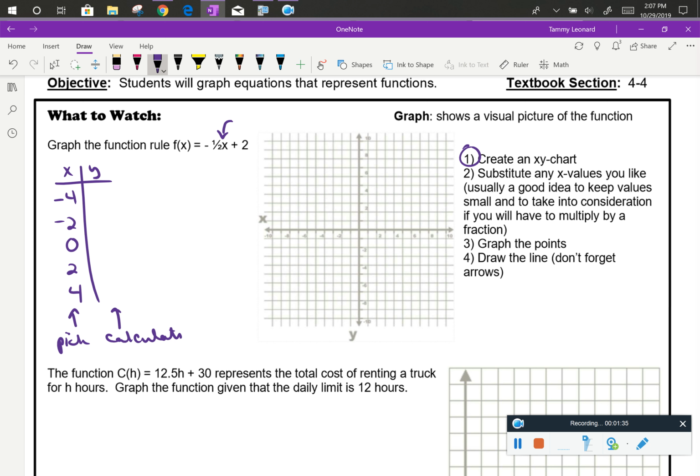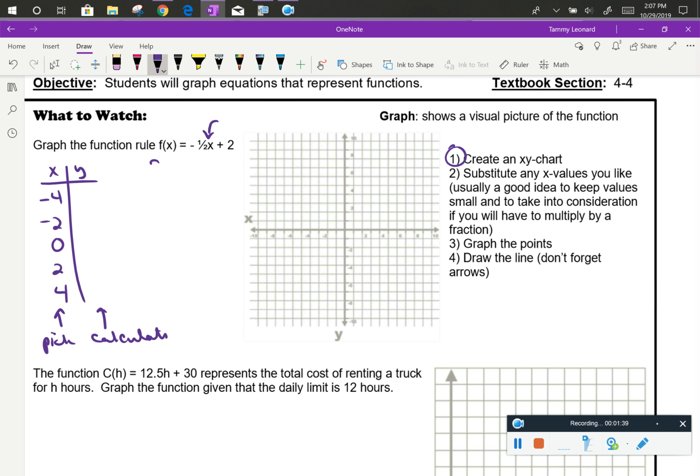Now I can calculate right in the table, or I can calculate off to the side. So if I do f of -4, that means I'm going to take -4 and replace x with a -4. I would say -1/2 of -4 plus 2. Well, since negative times a negative is always a positive, and 1/2 of 4 is 2, this is 2 plus 2, or 4. So I'm going to add the number 4 to my table.